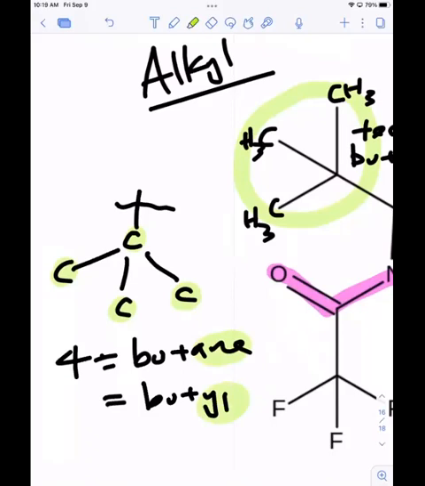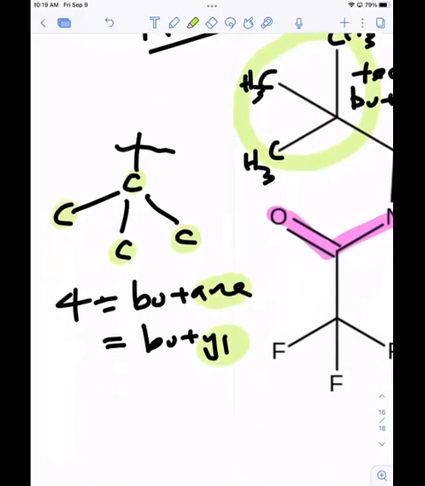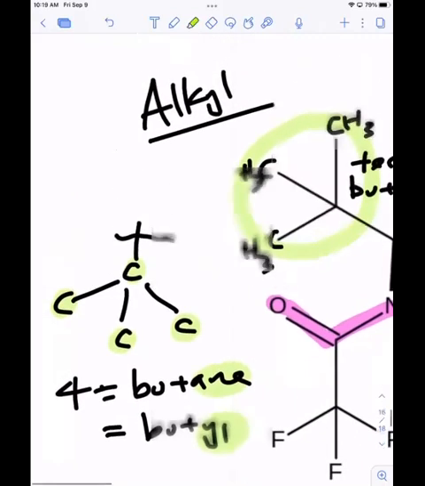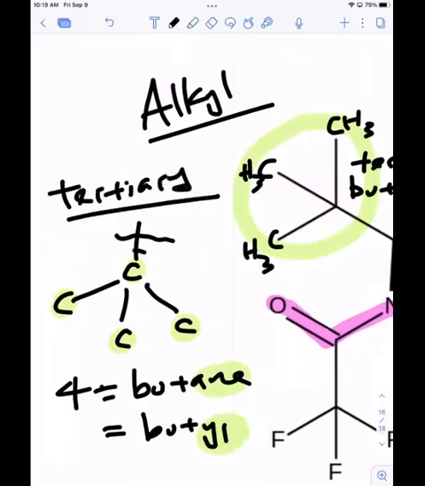I think that was in the skeletal and line forms video that I sent you. All right. So the butyl part comes from the 4 carbons. The tert part, the tertiary part, comes from this carbon right here, right?